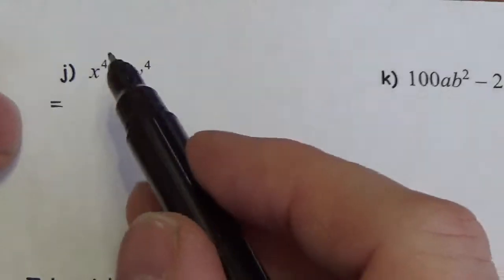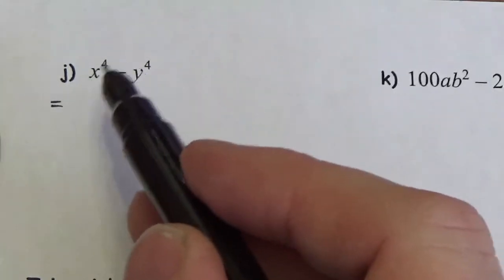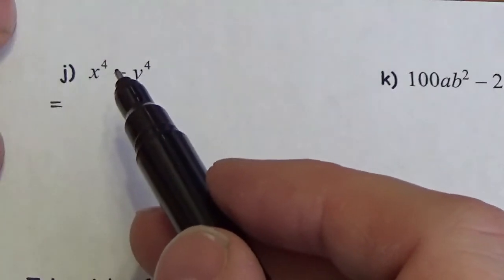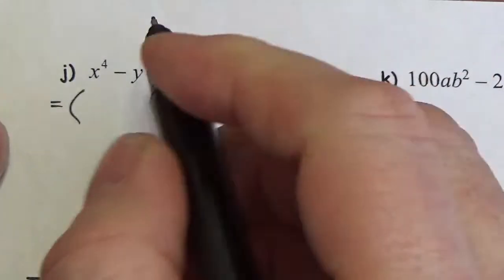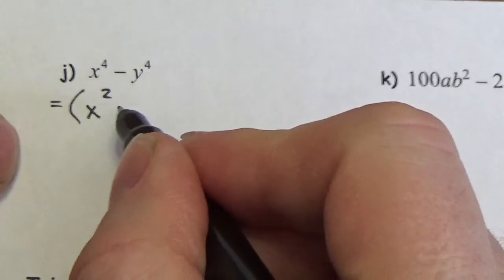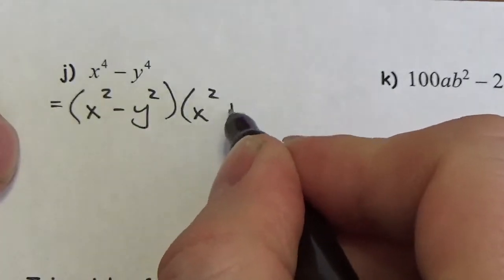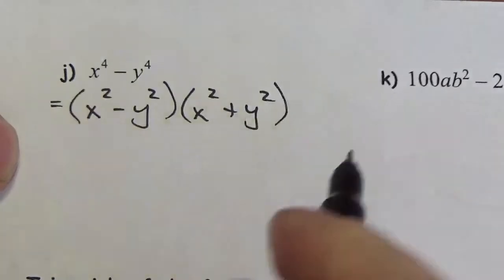If I want to take the square root of a term and it's a power, I'm just going to divide the exponent by 2. So this actually becomes x squared minus y squared multiplied by x squared plus y squared.